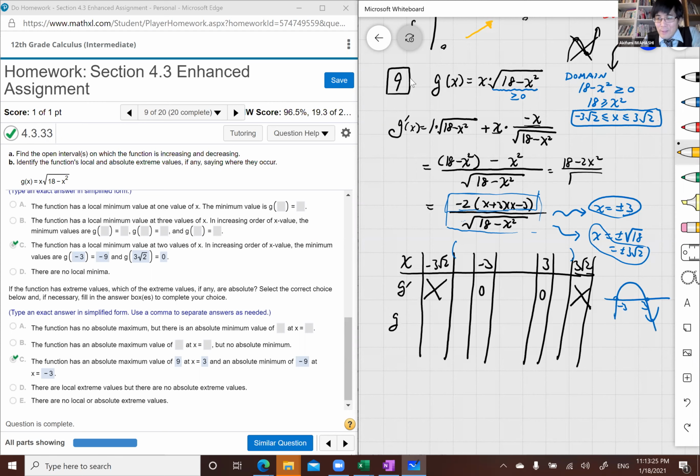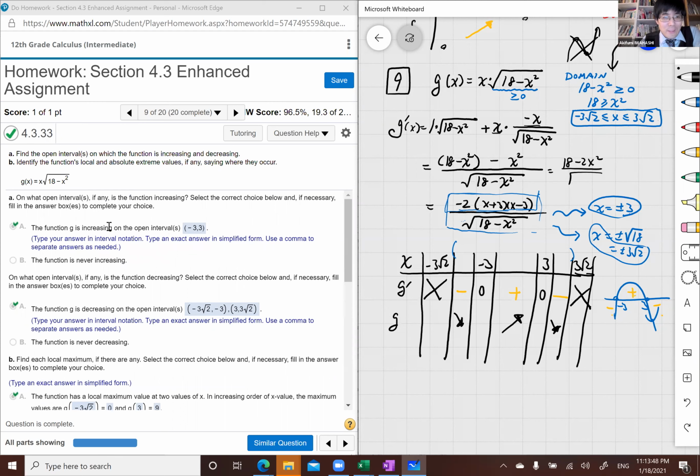So the slope's sign changes at -3. It's going to be negative, positive, negative in order. The original function is decreasing, increasing, and decreasing. Okay. Now let's find the answer. The function is increasing on this interval, and the function is decreasing on these two intervals, here to here, and here to here.